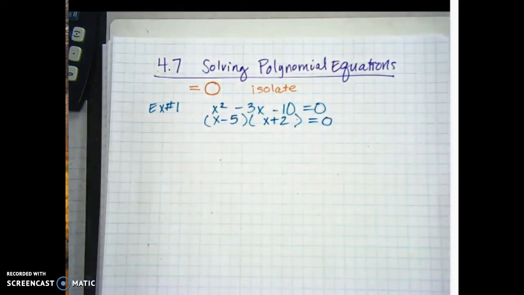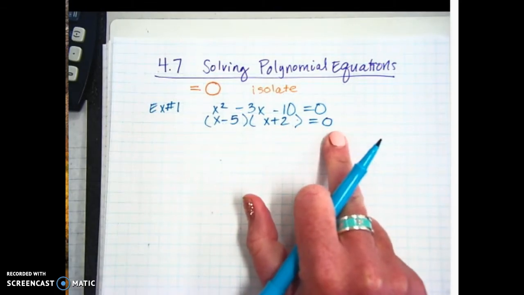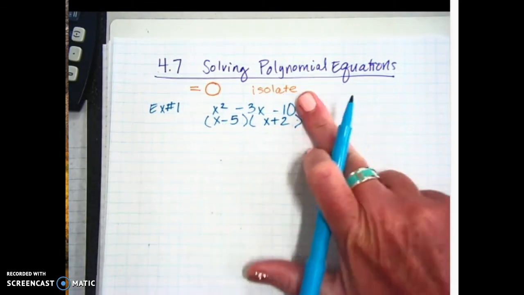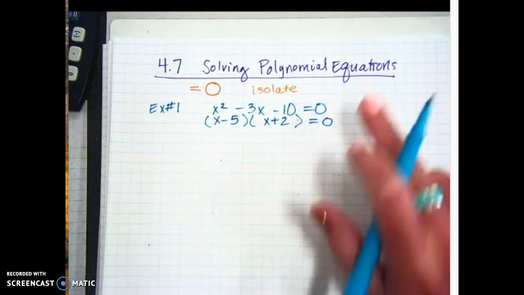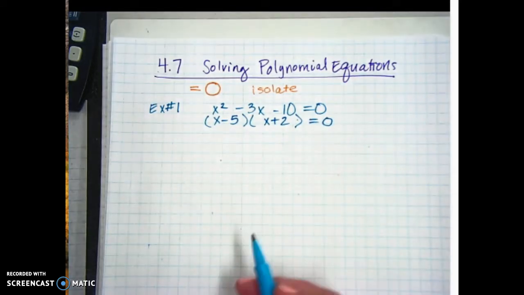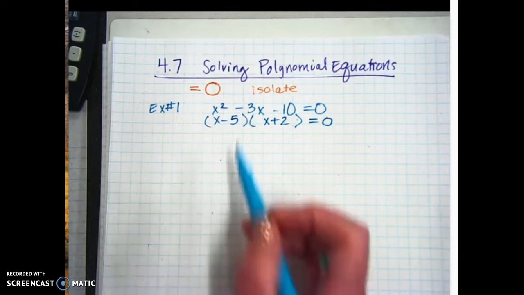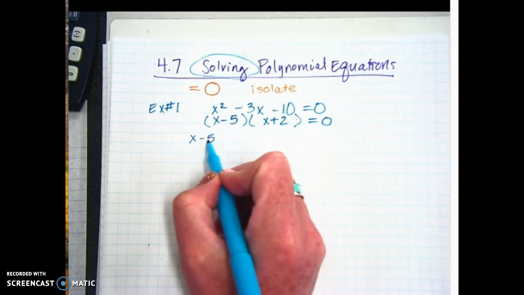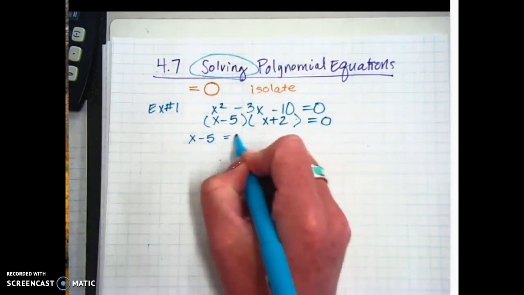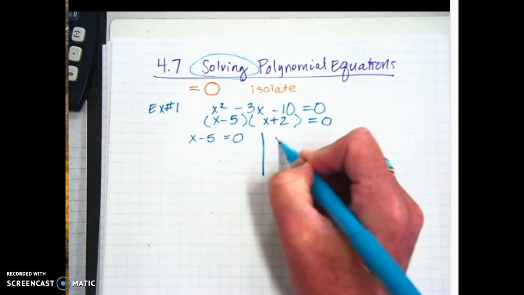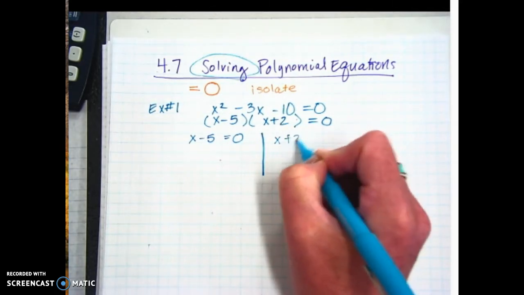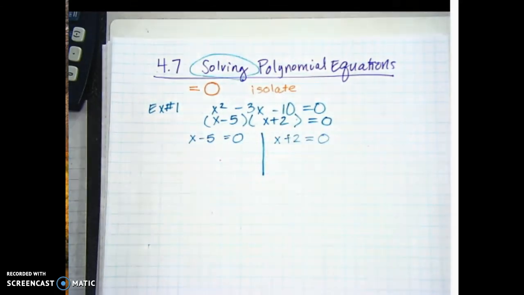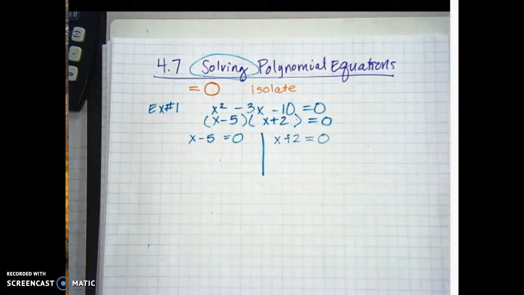Everybody with me so far? Okay. The only thing different is this equals 0 over here. Okay, before we just had that off, right? Okay, so up to this point is just when you're factoring. The last step is this solving, okay? You're going to take the x minus 5, the first factor, set it equal to 0, and the second factor, the x plus 2, set it equal to 0. Then you solve for the variable.